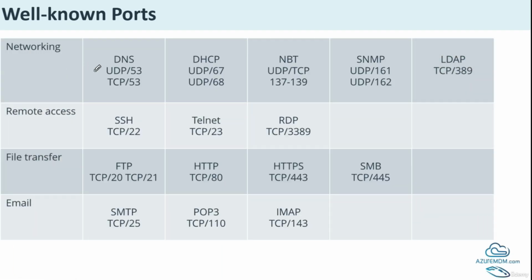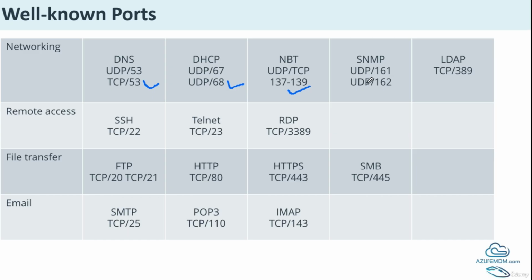In networking, there is DNS, that translates domain names to IPs, using UDP 53 for queries and TCP 53 for large data. DHCP assigns the IP automatically, using UDP 67 or 68 for server-client communication. NBT, that is NetBIOS, is for file and printer sharing. It uses UDP and TCP from 137 to 139.